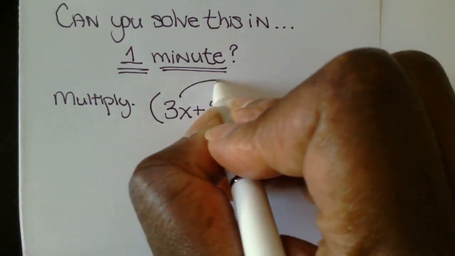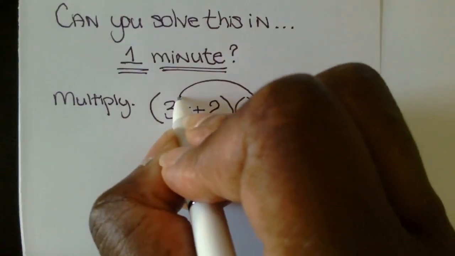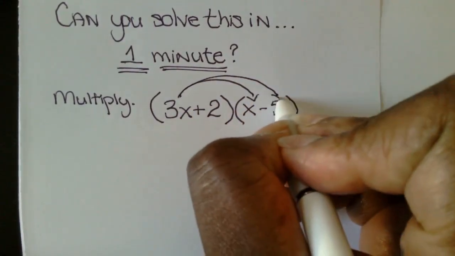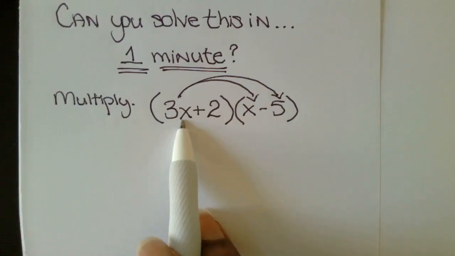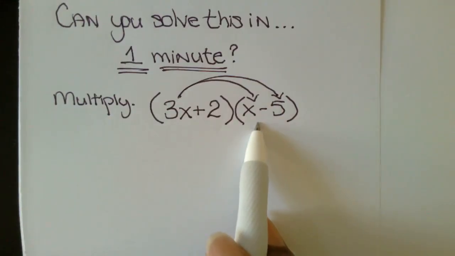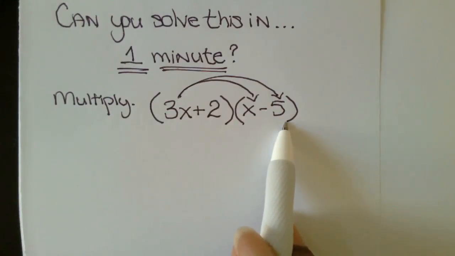So we can do this one of two ways. We can do what a lot of people will say, FOIL. I just basically say it's distribution. You're taking your first term and you're distributing it to everything in the second parenthesis.